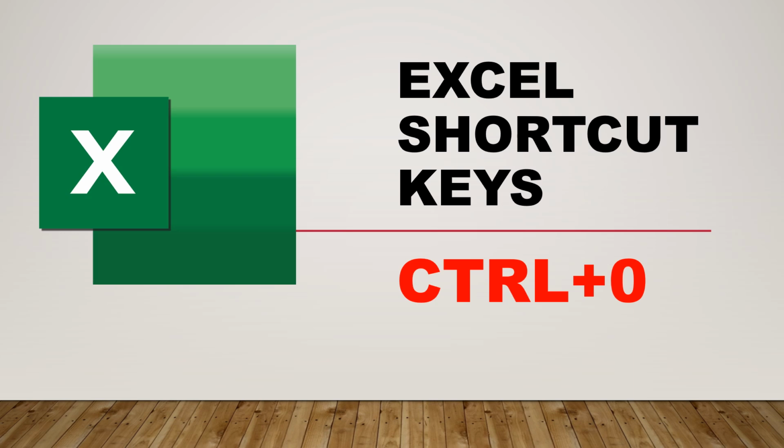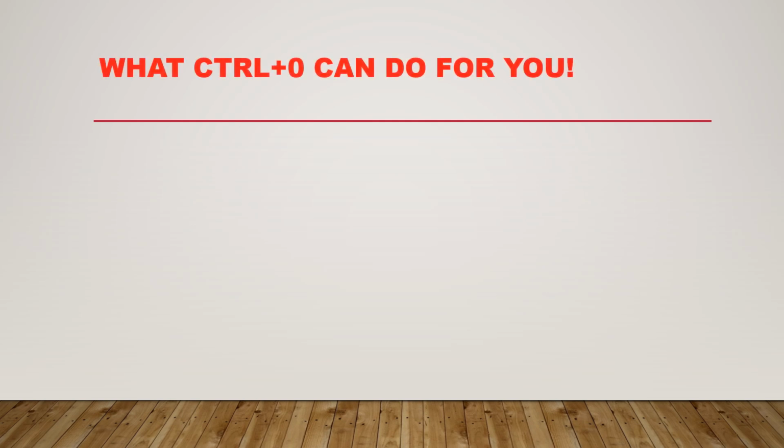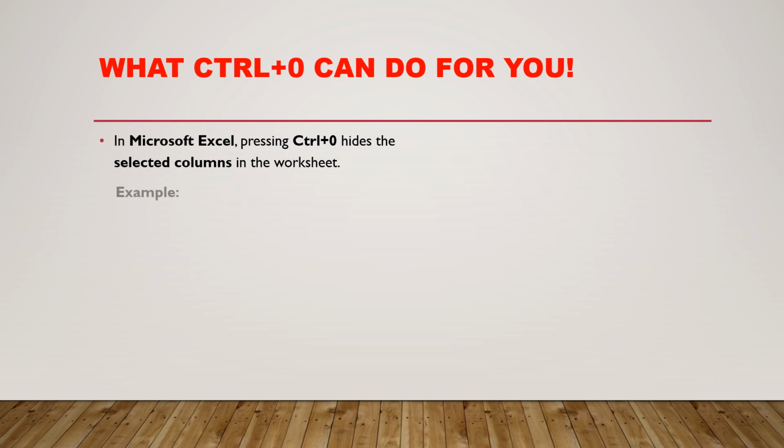Today, we're diving into a shortcut that's a real game changer for organizing your data. Ctrl plus number 0. Have you ever needed to clean up your view in Excel without deleting anything? That's where Ctrl+0 comes in handy. It lets you hide entire columns instantly.